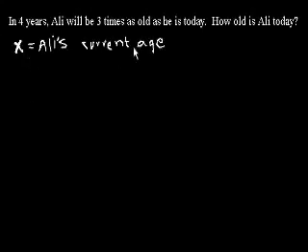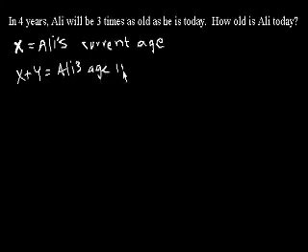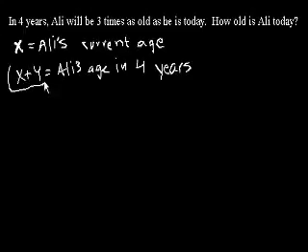If X is Ali's current age, and the problem says in 4 years, how old is Ali going to be in 4 years? Well, if X is his current age, in 4 years he's going to be X plus 4 years old. So that is equal to Ali's age in 4 years. Let's read what other information there is in the problem.